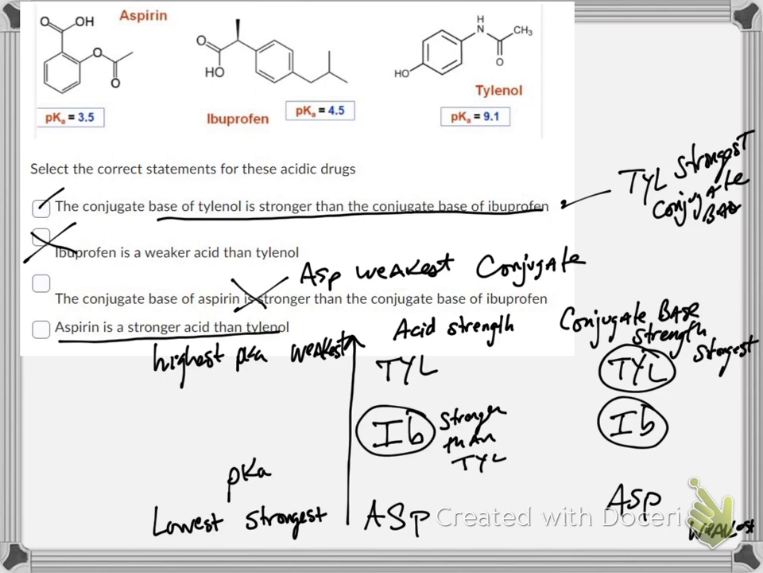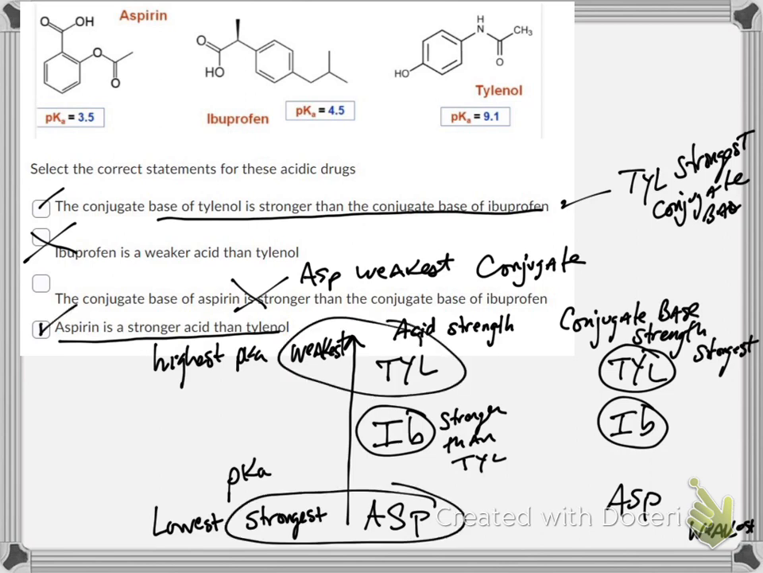Aspirin is a stronger acid than Tylenol. Yes, that's correct. We know aspirin is the strongest acid. It's got the lowest pKa, so it would be the strongest of the acids shown here, and those would be the two correct answers. So organizing the strength of acids and their conjugates in this way really helps in this problem.